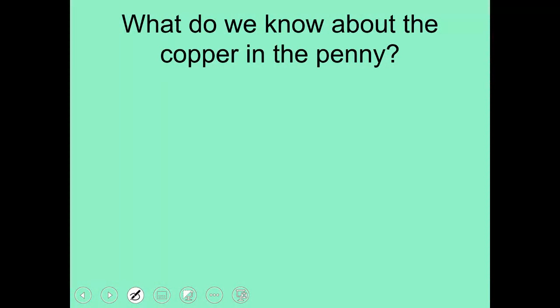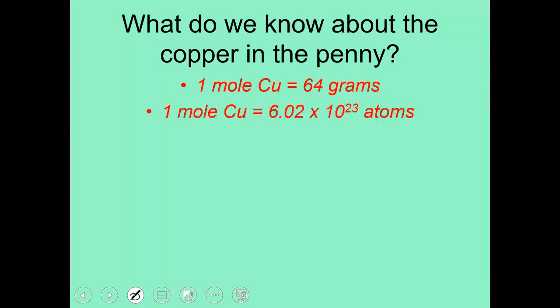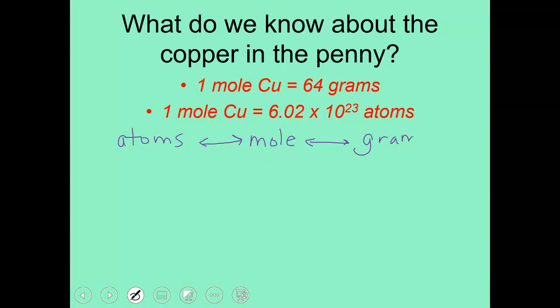So this is going to come in handy. We know these two things. And the mole is just sort of that central unit. We know how to interconvert between the moles and the atoms. That's using Avogadro's number. We know how to interconvert between the mole and the grams, because that's using the atomic mass from the periodic table.